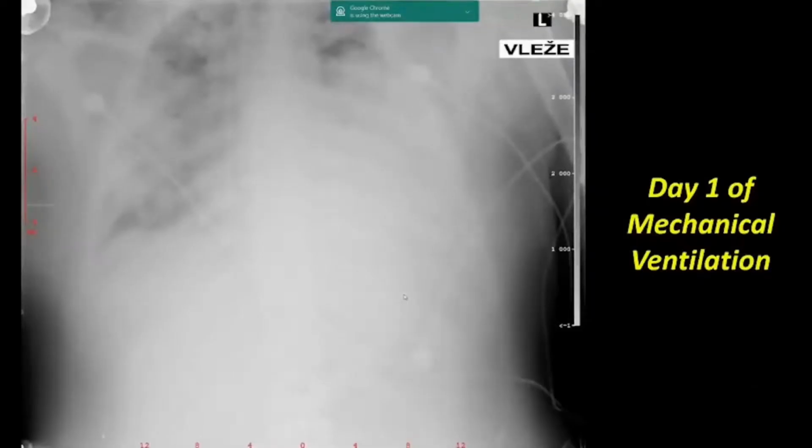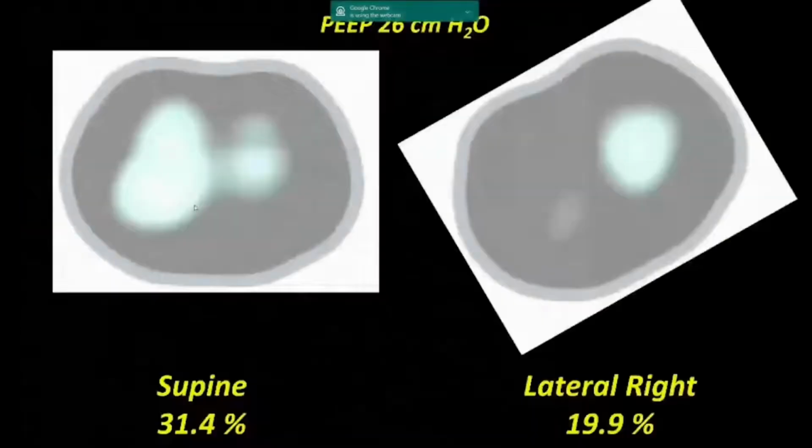Now, in a patient with asymmetric lung injury, much more injury in the left lung. The right lung is still in a bad shape, but much better. In this particular patient, when we applied high PEEP, we saw a lot of overdistension in the right lung.